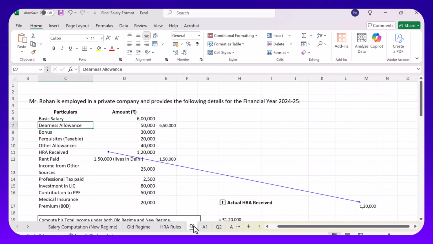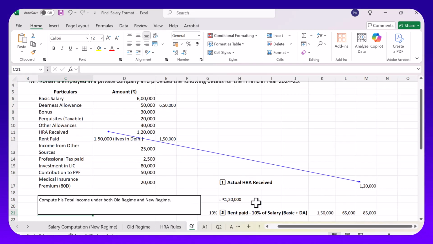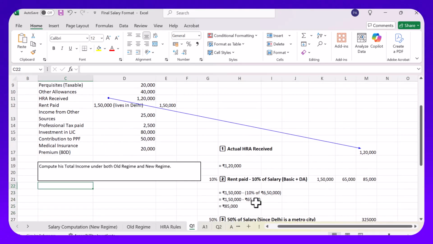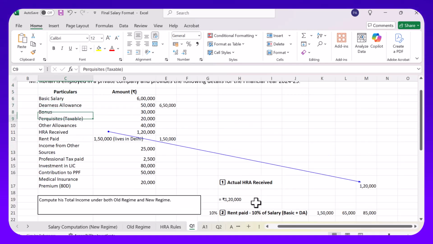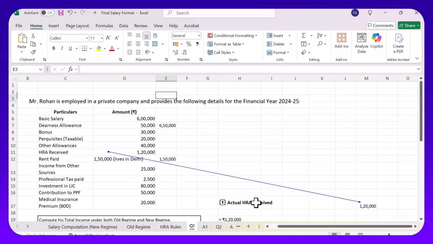It is given in the question. Okay, so let's revisit. How much is the HRA this person is receiving? What is his name? His name is Rohan. So how much HRA is he receiving? 1,20,000. Okay. How much rent is he paying?